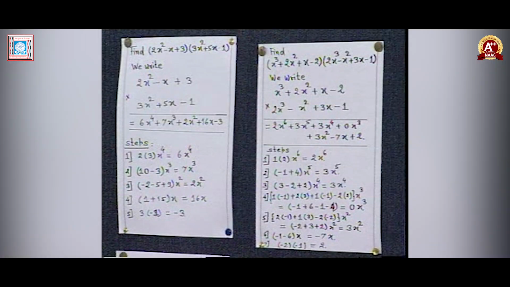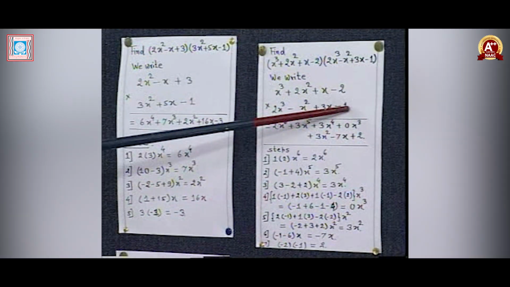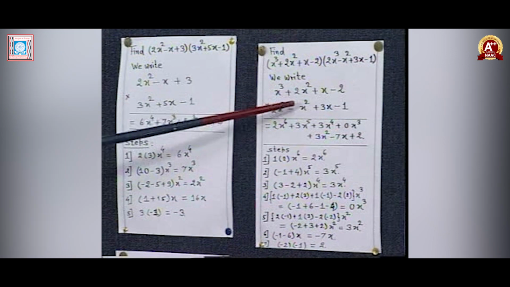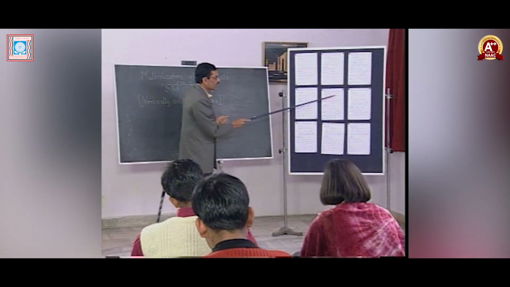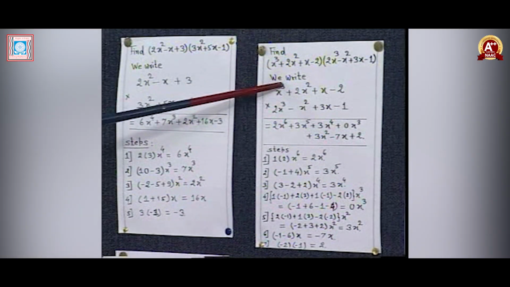Now the fourth cross. See how we collect the coefficient of x cube: 1 into minus 1, plus 2 into 3, plus 1 into minus 1, and then plus minus 2 into 2. Now all the terms are over. We left out the first term.